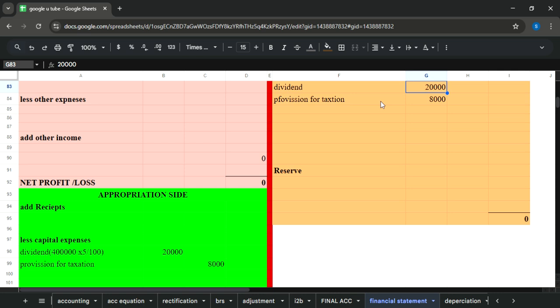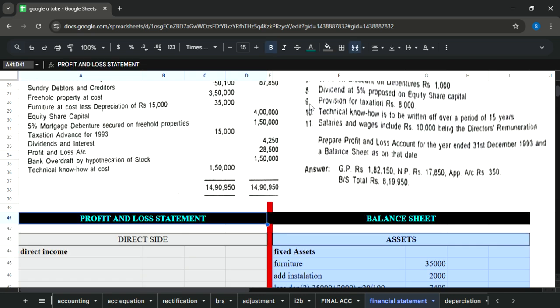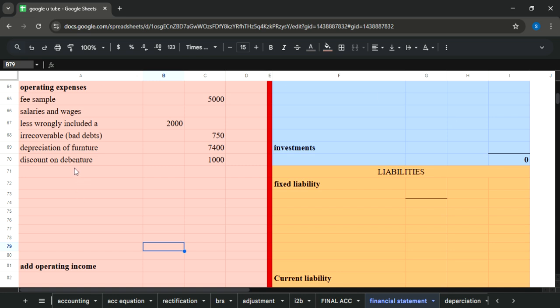These both amounts are directly written since no add or subtraction is needed. Similarly, this 20,000 is also supposed to be written outside, no add or less is required. So you can see appropriation debit and liability side for these adjustments. We were at number 9 and now number 10. Technical know-how write-off, again write-off. So just like preliminary expenses, discount on debentures, and right now technical know-how.